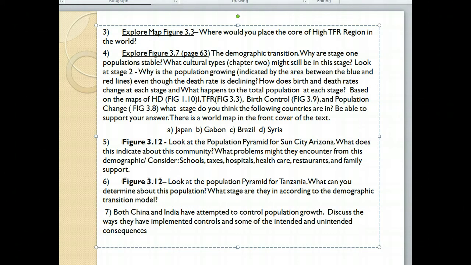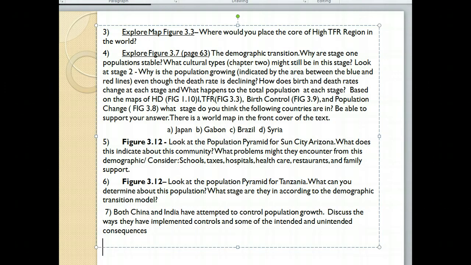In the demographic transition, I want you to be able to talk about why stage 1 populations are stable. What kinds of cultures, think about the studies you did in chapter 2, might be at that stage? And then look at stage 2. What are the traits of a stage 2? Why is that population growing? What's causing the death rate to decline? Why is the birth rate not declining until stage 4?